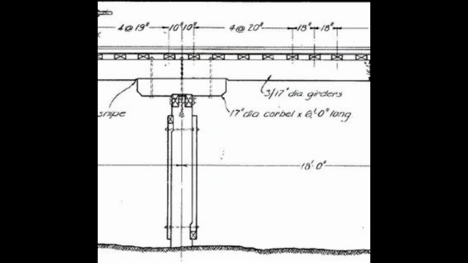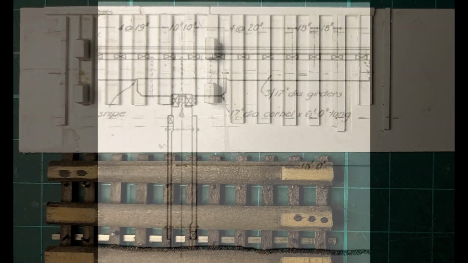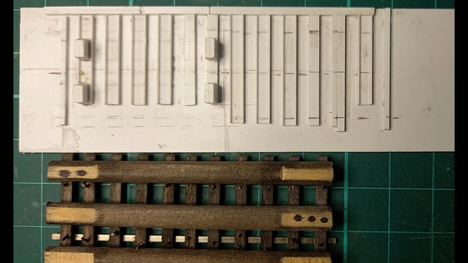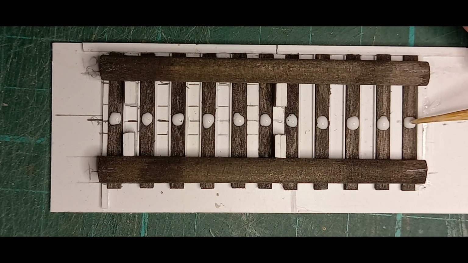The Queensland Railways plan indicates that the spacing of the transoms varies across the length of each 18-foot span. So I made a jig to set transom spacing and to ease fabrication. Here a span is being assembled on the jig.